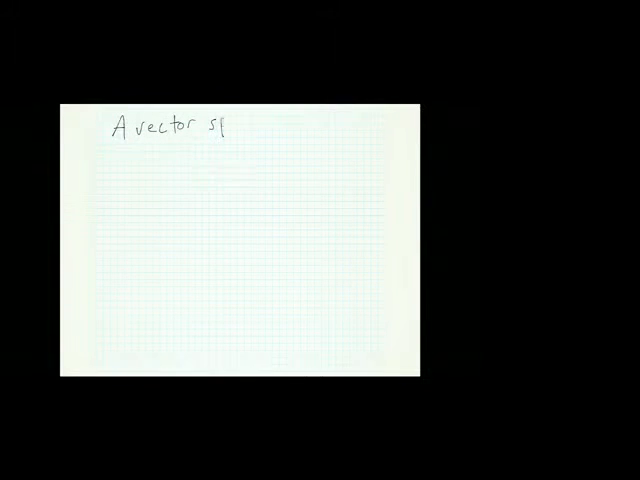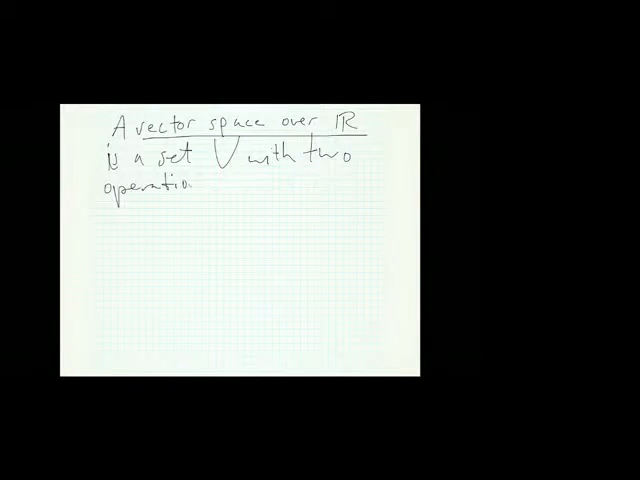What's a vector space? A vector space over the real numbers. So this is going to be basically generalizing the properties of the real numbers that I gave you earlier. A vector space over R is a set V. Elements of V are called vectors, with two operations. In this context, operation is a fancy word for a function.